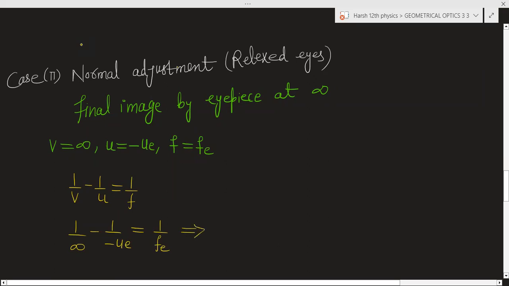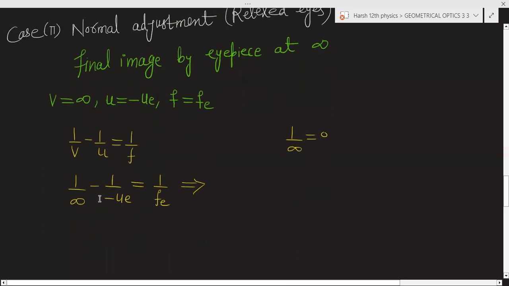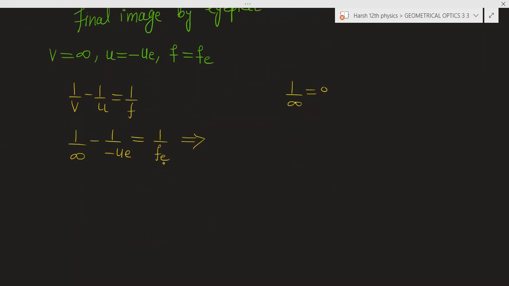Now from here, we know that 1 upon infinity is equal to 0. So you will have minus minus plus, it will be 1 upon ue, 1 upon ue, and this is equal to 1 by fe. So you will have 1 upon ue is equal to 1 by fe, or you can write ue is equal to fe.